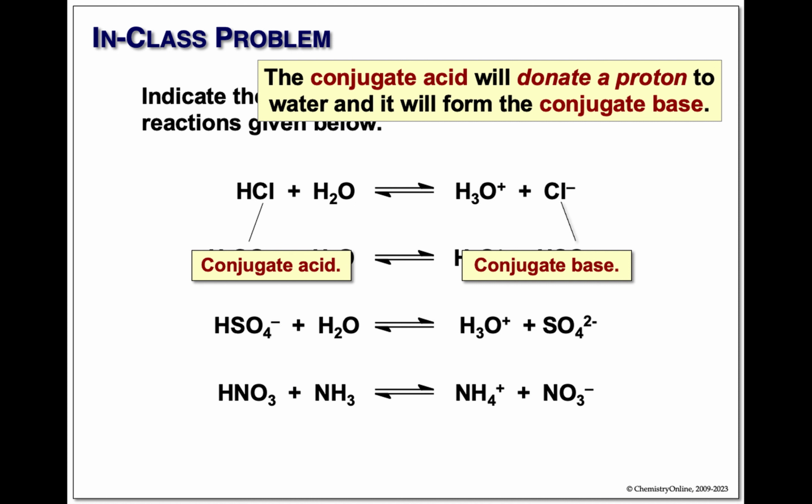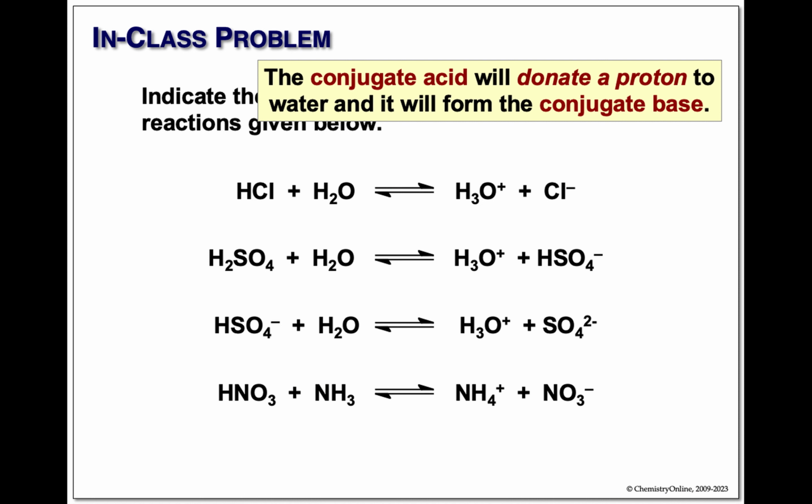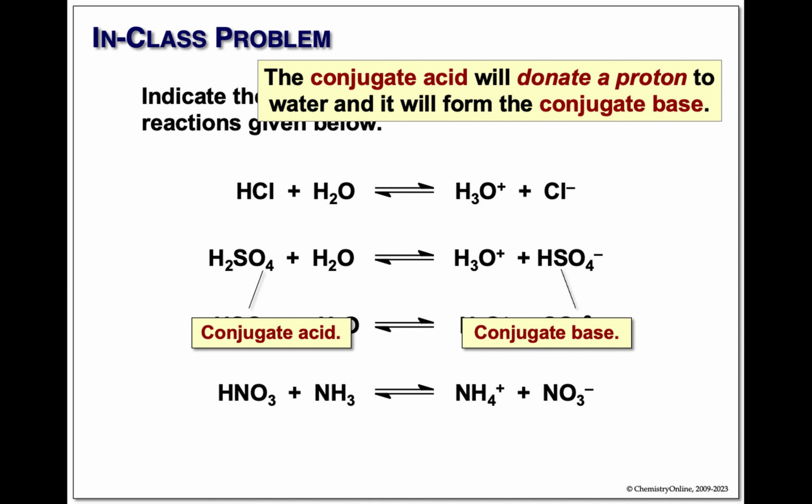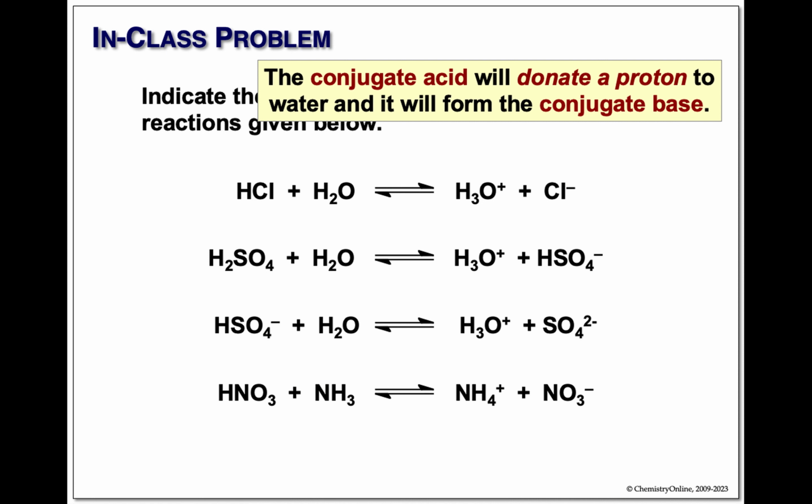Okay. This is the first ionization of sulfuric acid. This is the acidic form. It's going to lose its proton. When it does, it forms hydrogen sulfate. This is the acid, and this is its conjugate base. The second ionization of sulfuric acid. Again, this is going to be our acidic component. When we lose the hydrogen, we're left with sulfate. Conjugate acid, conjugate base.